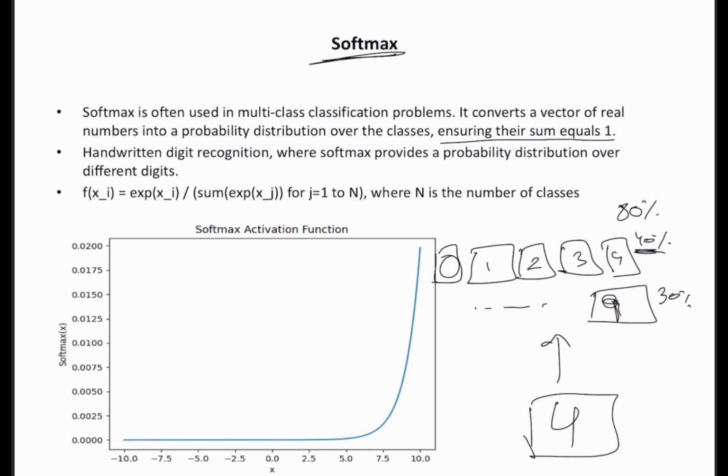How is it defined? It is basically the exponential e to the power x_i divided by the summation of e to the power x_i from 1 to n, where n is the total number of classes that you want to predict on, right? So this is your softmax function. This is the 8th and the last activation function that we wanted to discuss.